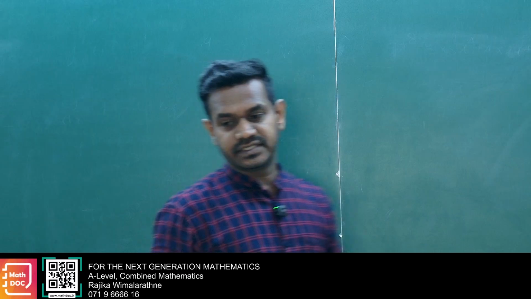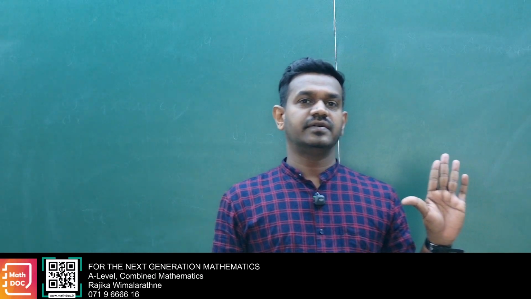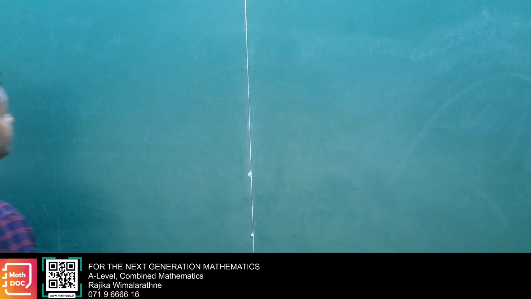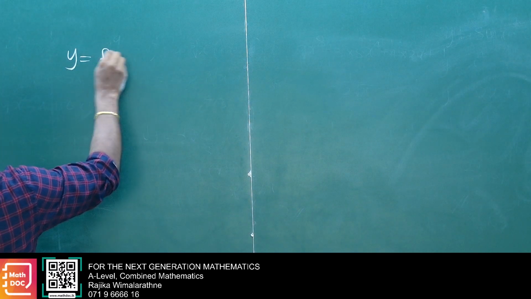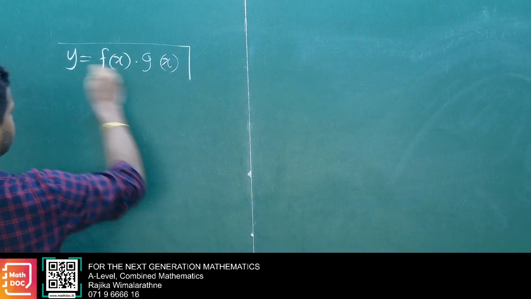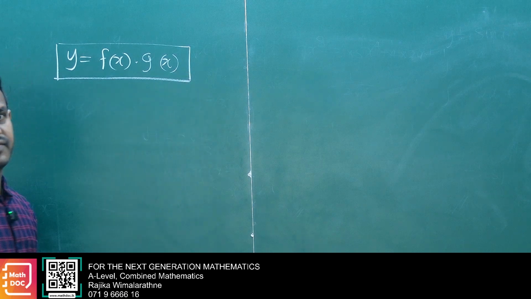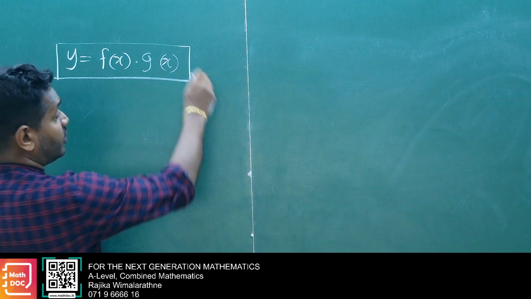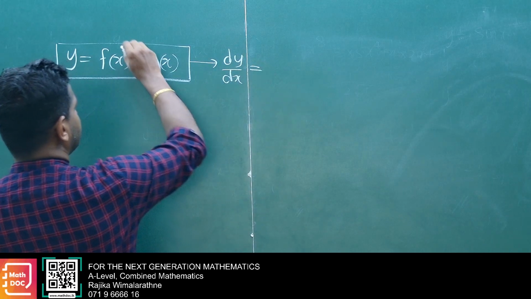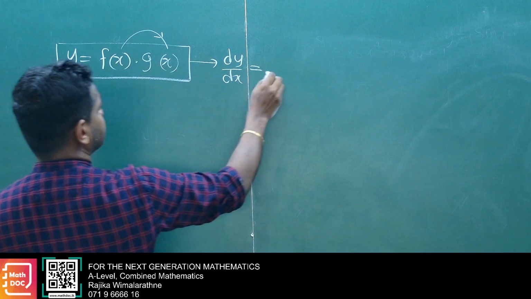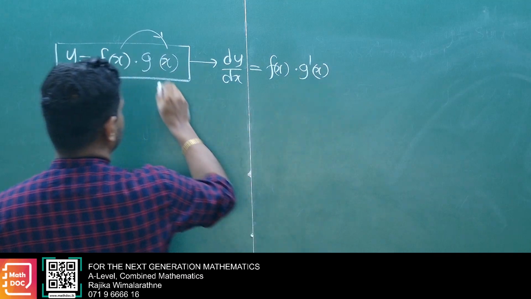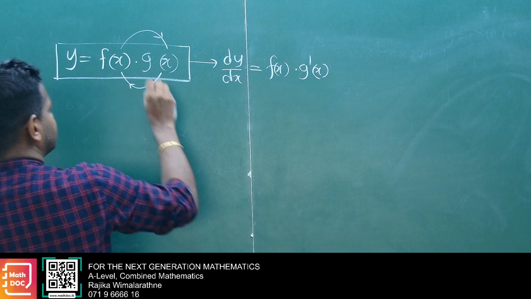Okay, now see this one. Here we consider the multiplication of two functions, the product of two functions. y equals f(x) times g(x). Then the corresponding derivative, now you remember, dy by dx equals f(x) times g dash x plus g(x) times f dash x.